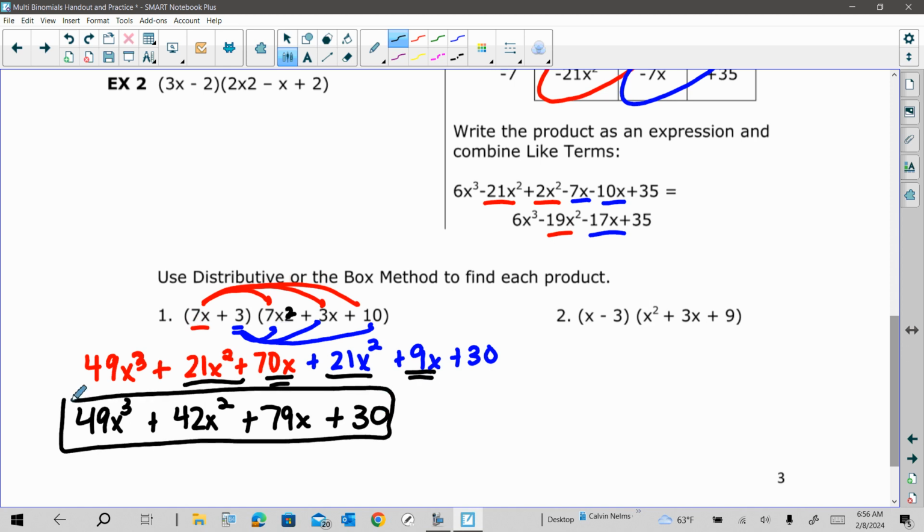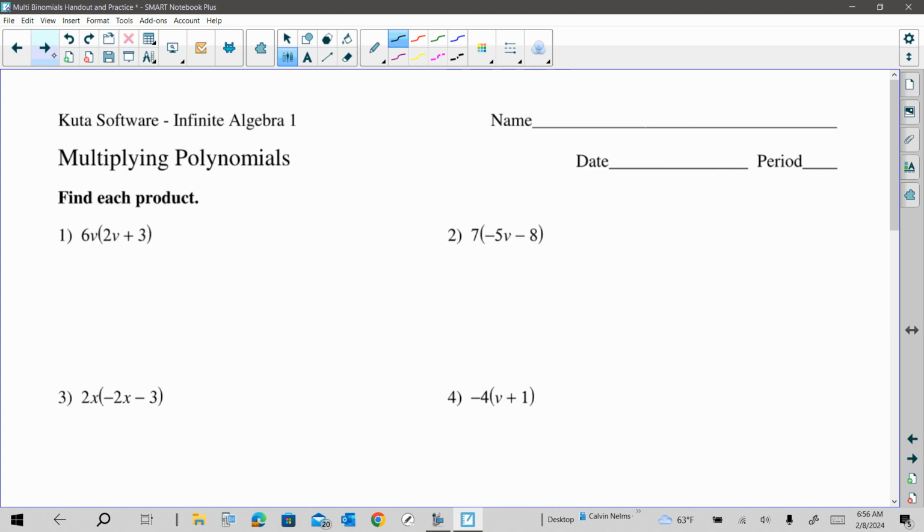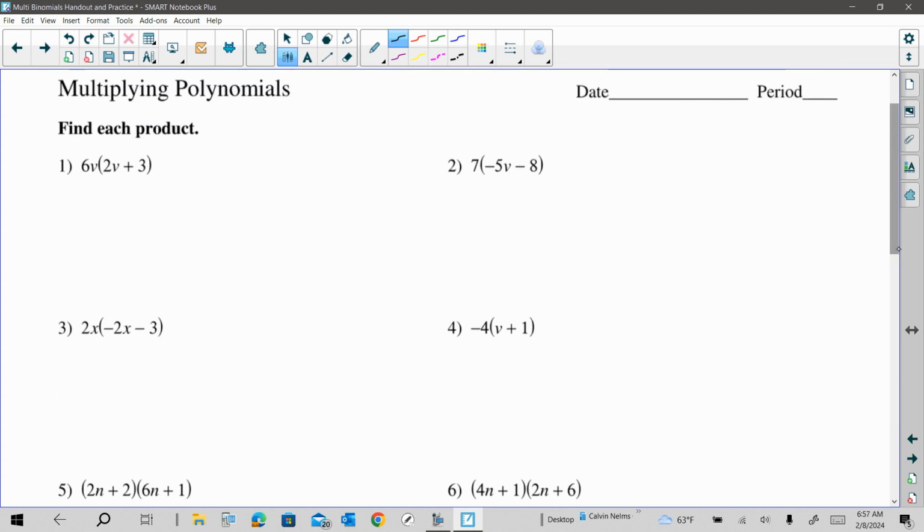So I want you to try number 2, either distribute or the box method, and that's what I'm going to stamp check. All right. Now, after you finish this example, we have some practice problems we're going to do here on this worksheet. On the first, I think it's first 4 or 5, we're just doing monomial to a binomial. So it's just straight distributing.